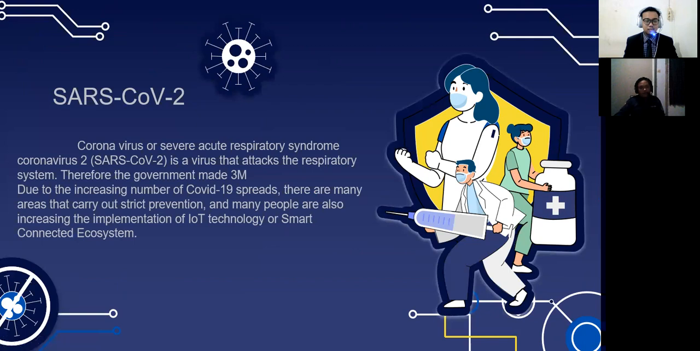And second, we're gonna talk about the pandemic situation, that is SARS-CoV-2 or COVID-19. COVID-19, or coronavirus, or severe acute respiratory syndrome coronavirus 2, is a virus that attacks the respiratory system. Therefore, the government made 3M due to the increasing number of COVID-19 spreads. There are many areas that carry out strict prevention, and many people are also increasing the implementation of IoT technology or smart connected ecosystem.